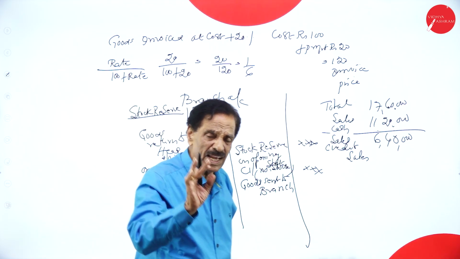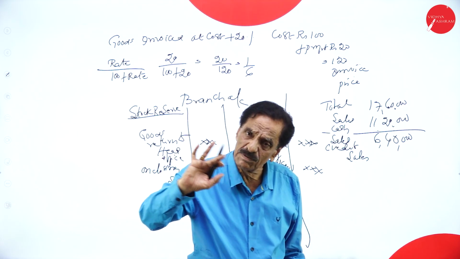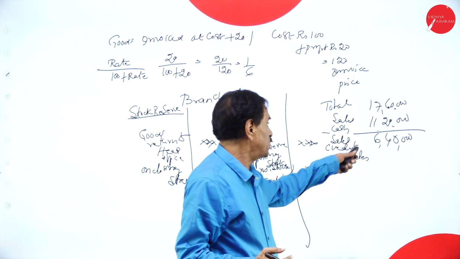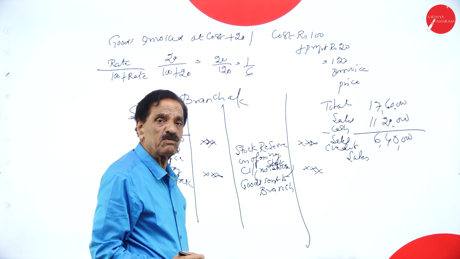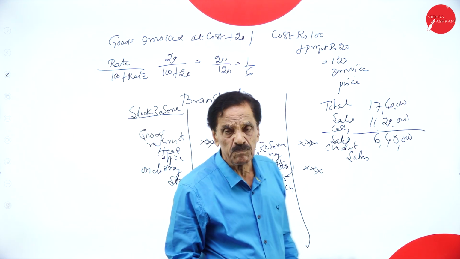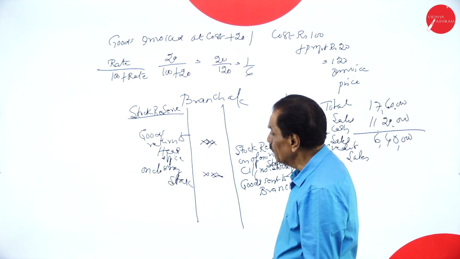When you say sale, it includes the cash sale as well as the credit sale. What's your cash sale? 11,20,000. Difference is 6,40,000 is the credit sale. Then we'll move on to the problem now.